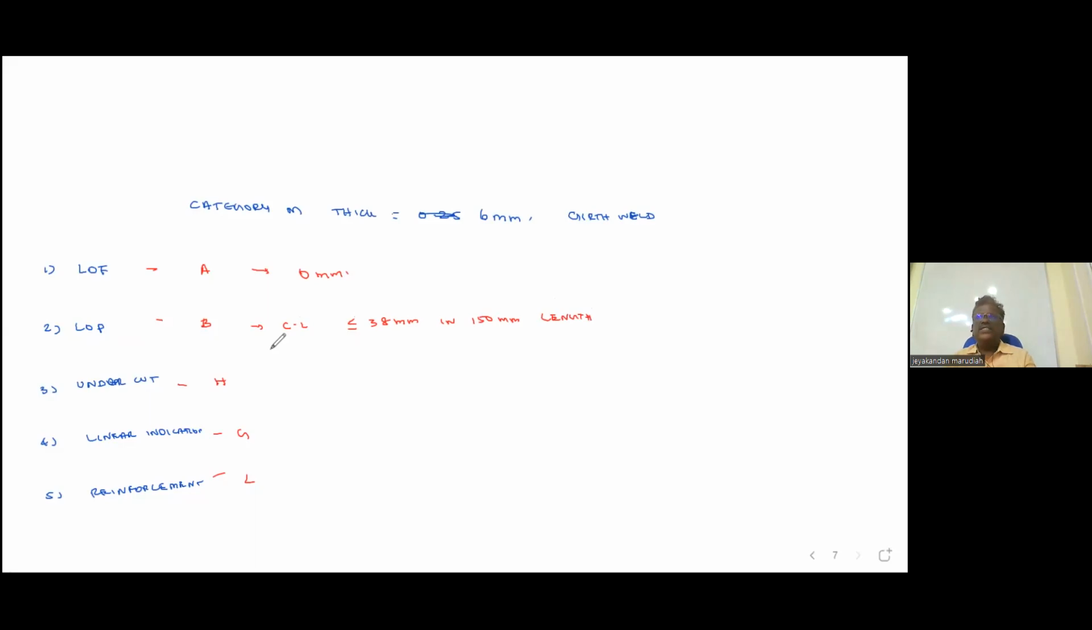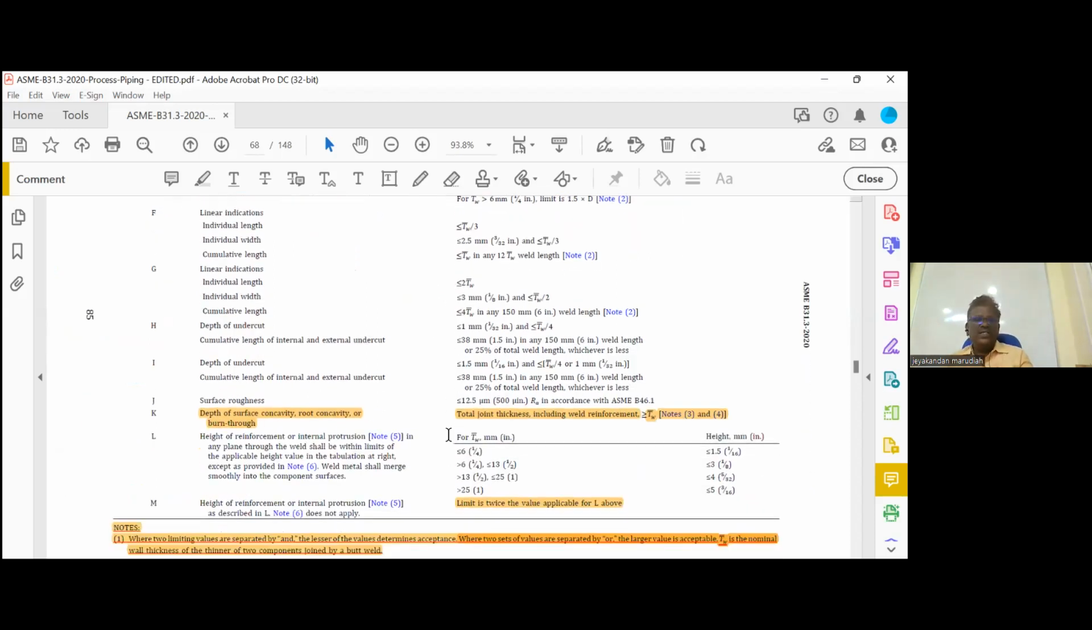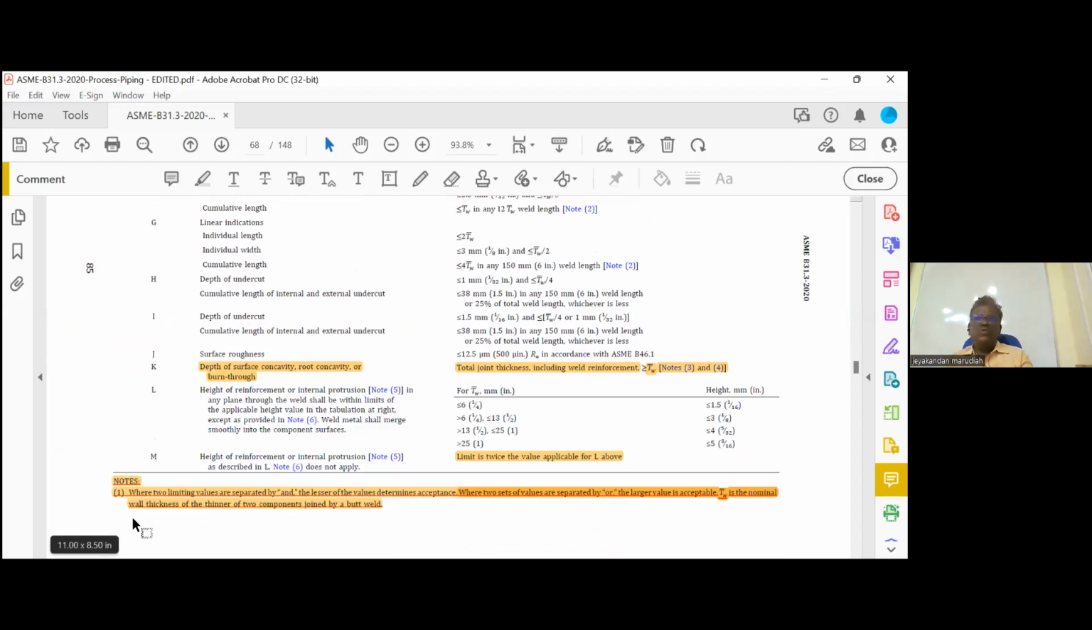Now coming to undercut, H. What is the H? Depth of the undercut 1 mm and Tw by 4. Now, what is the meaning of and? You can see here there is a note at the bottom. Highlight note 1, where 2 limiting values are separated by and. Same page bottom. The lesser of the values determines acceptability. When there is an and, you have to take the lower value. When 2 sets of values are separated by or, the larger value is acceptable. We have to take the larger one.